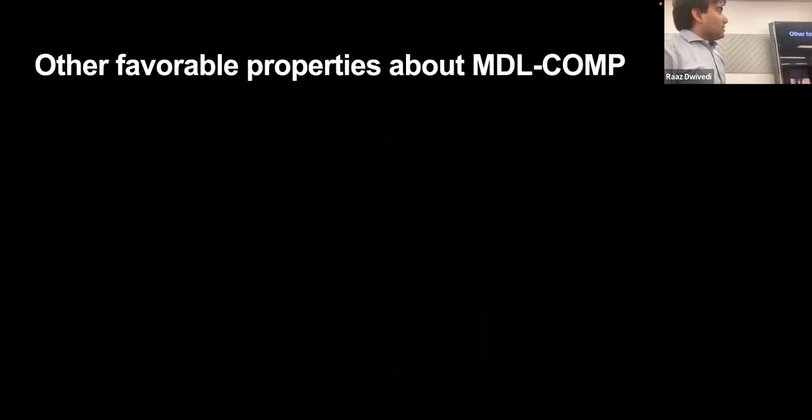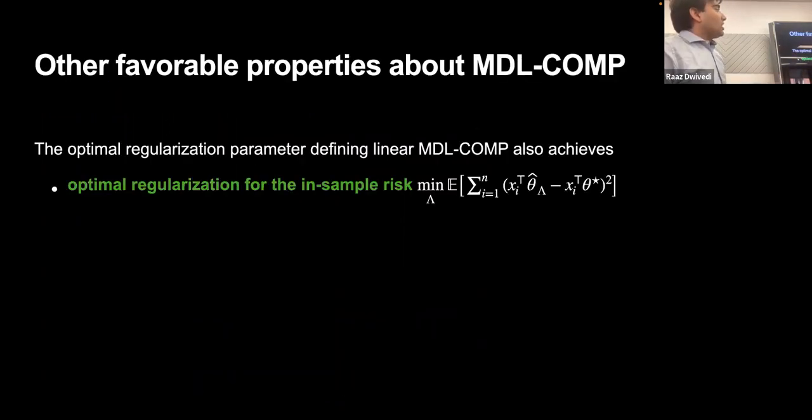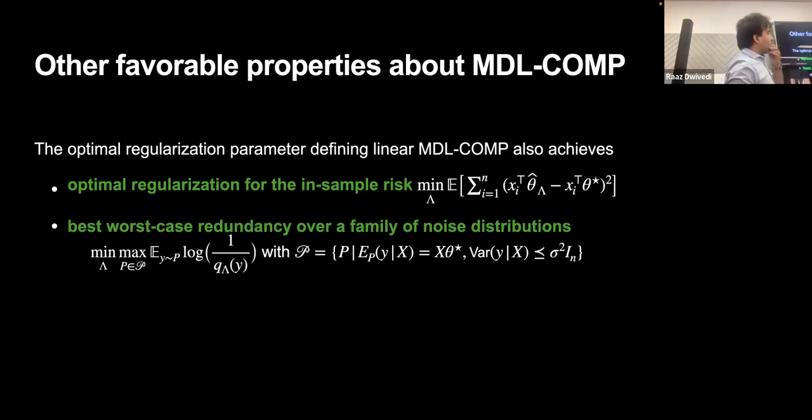And in the interest of time, I won't talk about some other optimality properties of MDL: that it minimizes the in-sample risk, or is related to minimizing the in-sample risk. It also represents, like our code achieves, the best worst-case redundancy. I talked about 2 possible notions. So it does have that kind of optimality properties.